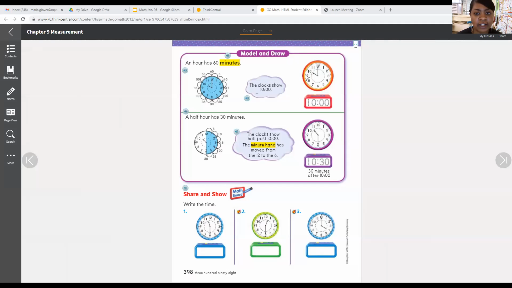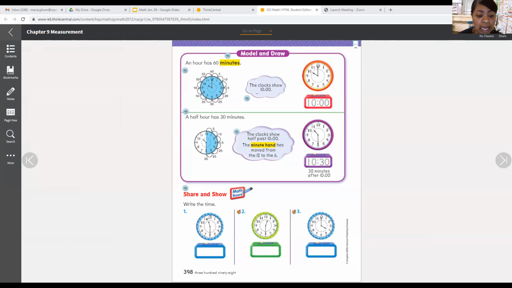So we see that the clock shows 10 o'clock. The hour hand is on the 10 and the minute hand is on the 12. A half hour has 30 minutes. So halfway or half of the clock is on that 6. The clock shows half past 10 o'clock. The minute hand has moved from the 12 to the 6.